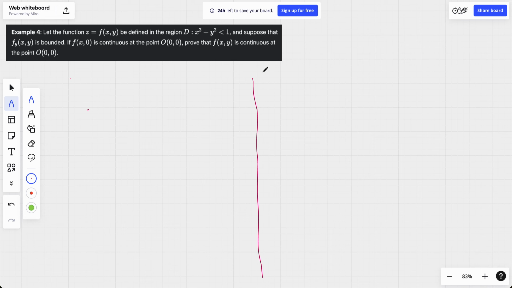Okay, so in this question, they give us a two-variable function that is defined in this region, and they say that the y partial derivative of this function is bounded, and they also told us that the function f(x, 0) is continuous at the point (0, 0), and they want us to prove that this function is continuous at the point (0, 0). So first they told us that it's bounded in this region, so basically this is a unit circle, right? And the value of x, y, or the points can only be inside this unit circle.